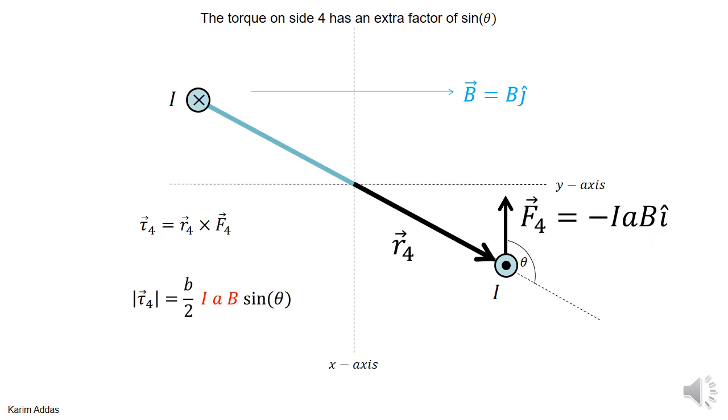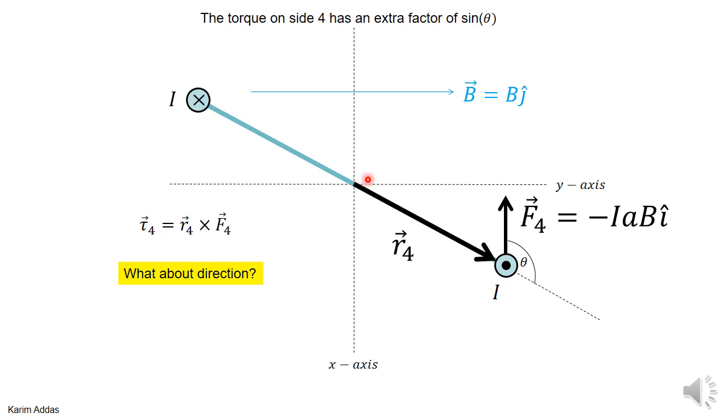And the only difference between this answer for the magnitude and the answer we got before is this extra term of sine theta. So in the initial case that we had before, the angle was 90 degrees between R and F. So sine 90 was 1, so you just had a 1 here. But now when the loop is rotated, this angle is no longer 90 degrees, and you have a sine theta here, an extra term, multiplied.